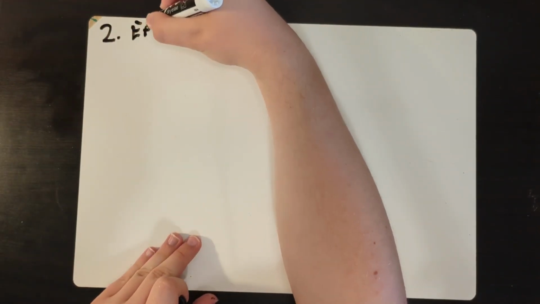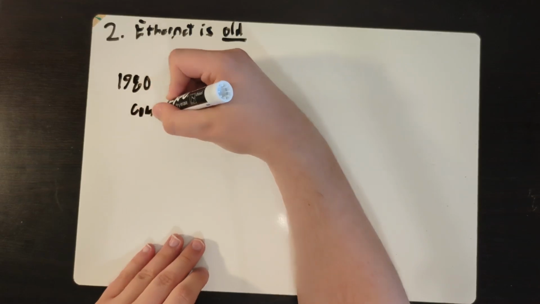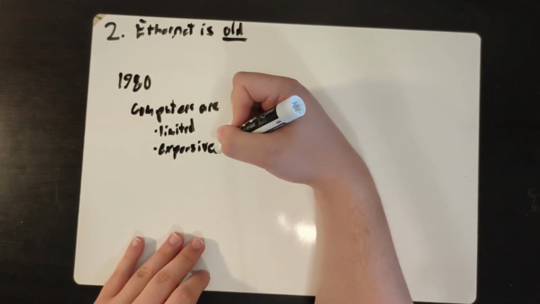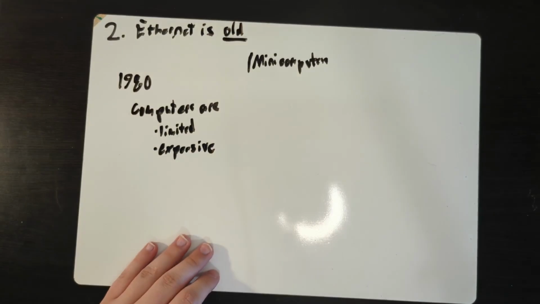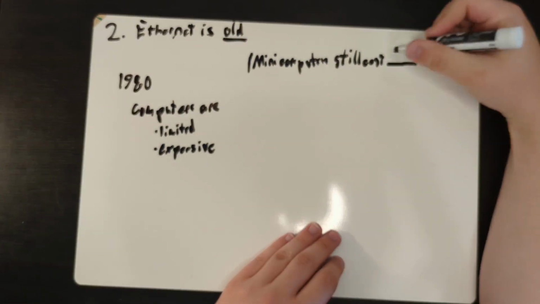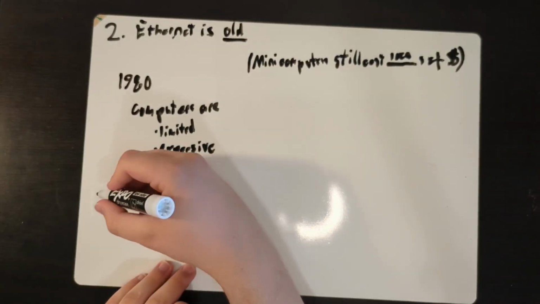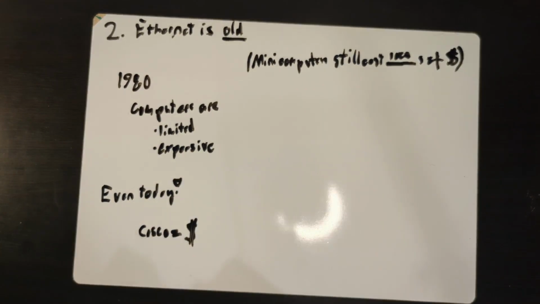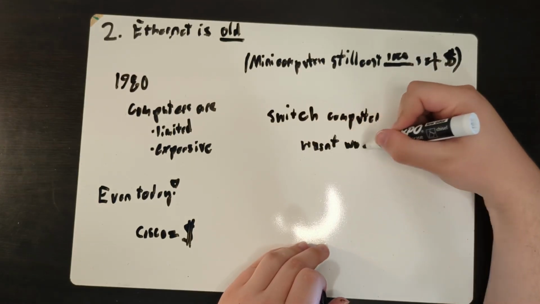And the second reason is pretty simple. Ethernet is really old. Back in 1980, when the standard was first established, computers were expensive, they were limited, and frankly, they were too important to waste on a job like packet switching. A minicomputer of that time would still cost thousands of dollars. Even today, a good network switch from Cisco is going to cost you a lot. And these computers could be doing more important work. Spending all that money on a computer to switch packets over your network wasn't worth doing back in 1980.